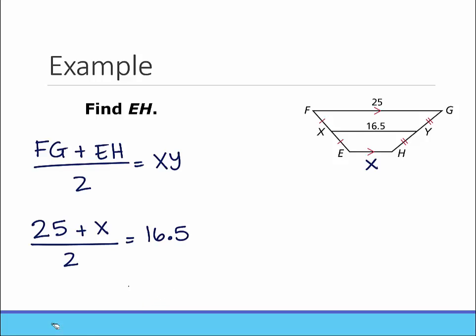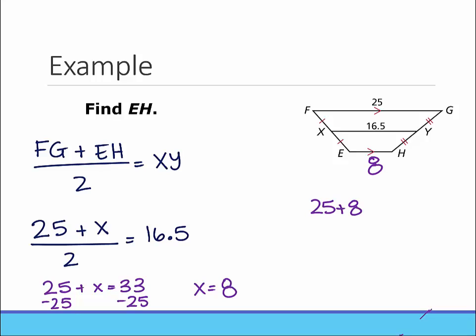And then, like always, this just turns into an algebra problem. So if I multiply both sides by 2, the fraction goes away, and we end up with 33. And then if I subtract 25 to get x by itself, we end up with x has to be 8. So that means EH over here has to be 8 long. And you can double check this. 25 plus 8 cut in half should give you 16.5, and it definitely does.